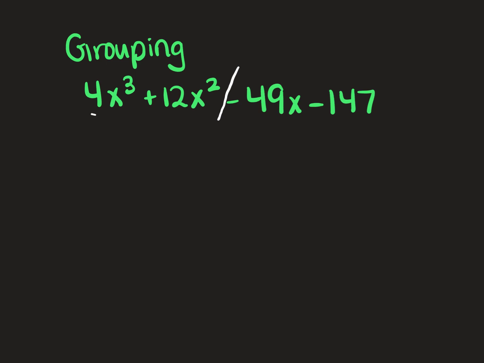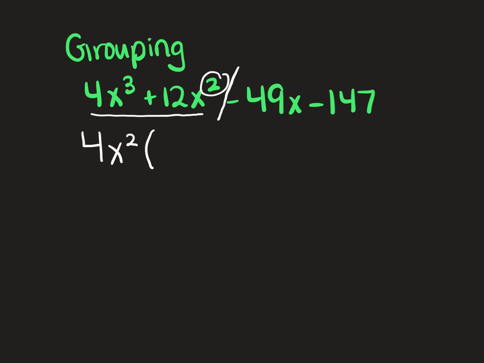We're going to look at just this first group and decide what the GCF is. Remember that the GCF is the greatest common factor. So between 4 and 12, I know that I can factor out a 4. I have x to the third on the first term and x to the second on the second term. I can only take at most 2 x's because that's all that the second term has. So I'm going to take an x to the power of 2 also.